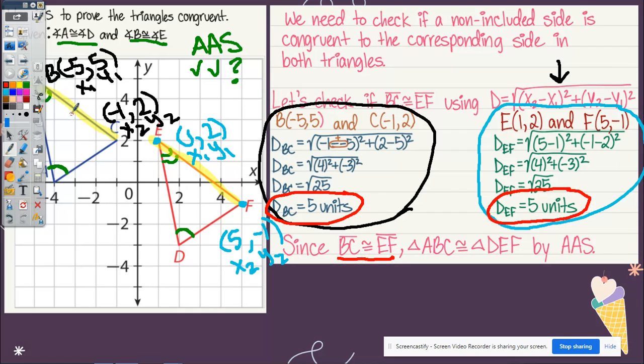So now I can put this little tick mark for them. So finally, I can say that triangle ABC is congruent to DEF by angle, angle, side. So remember, it was this first angle matching that one. So that's angle, angle, and then the side was not included. So that is what would be considered a difficult problem.